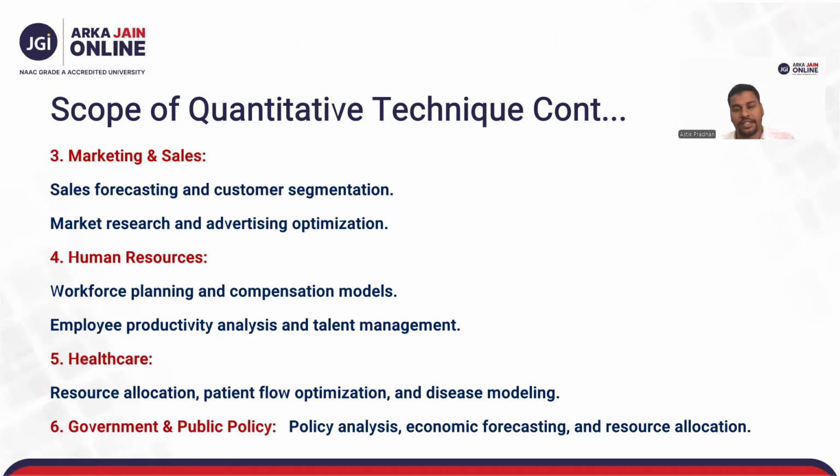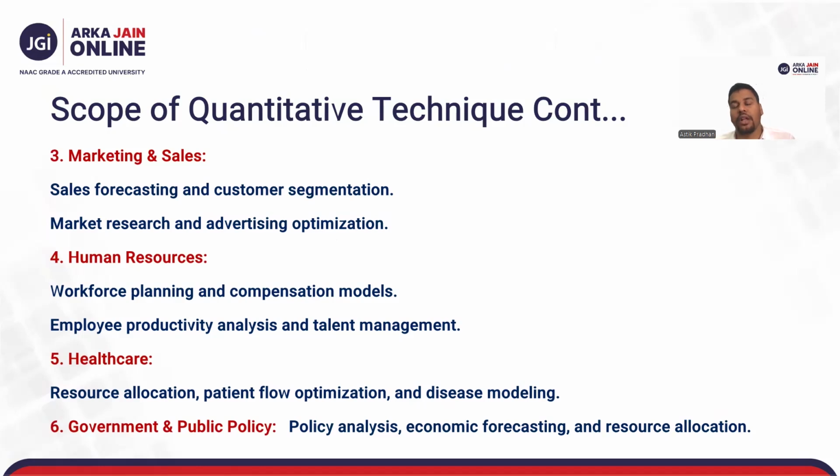Government and public policy. Policy analysis, economic forecasting, resource allocation, all these are part of government and public policy. In each area, quantitative techniques are involved, which are helpful for correct policy making, whether it's on the central government side or the state government side, for the growth and welfare of the individuals or citizens. Economic forecasting: what is going to be the GDP of the upcoming year. In this area, from the government side, quantitative techniques are used to predict that as well.